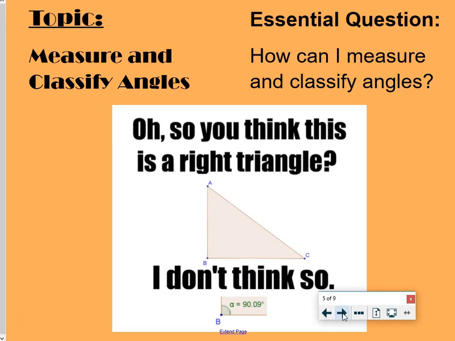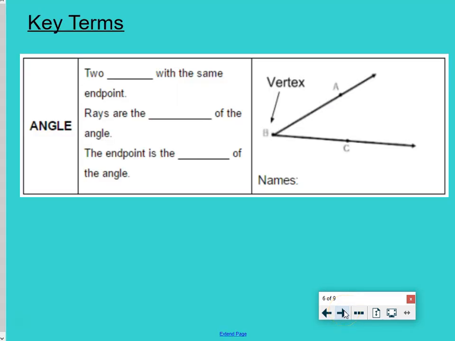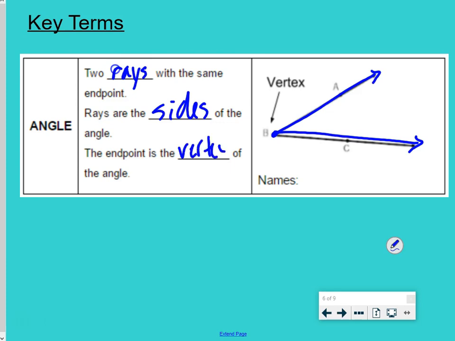Next section is measure and classify angles. Essential question: how can I measure and classify angles? Key terms. Angle: two rays with the same endpoint. If you look, we have the endpoint here, one ray there, and a second ray there. The rays are the sides of the angle, and the endpoint is the vertex of the angle.